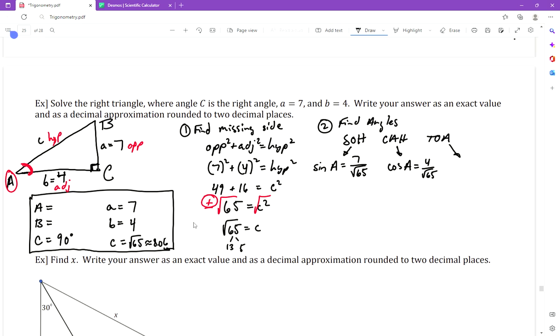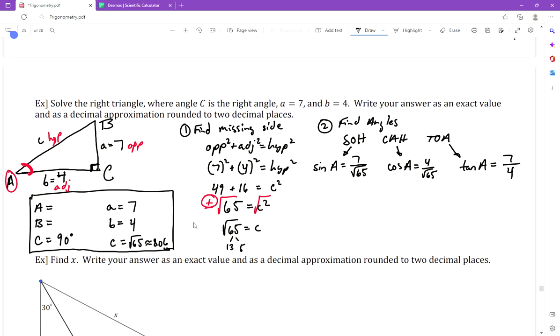Or we could have found angle A. So notice all of these are finding angle A. Tangent of A is equal to opposite 7 over adjacent 4. Okay, well, this is where we need to figure out, how do these help me find the angle A? To find them, we need to use our inverse trig property.